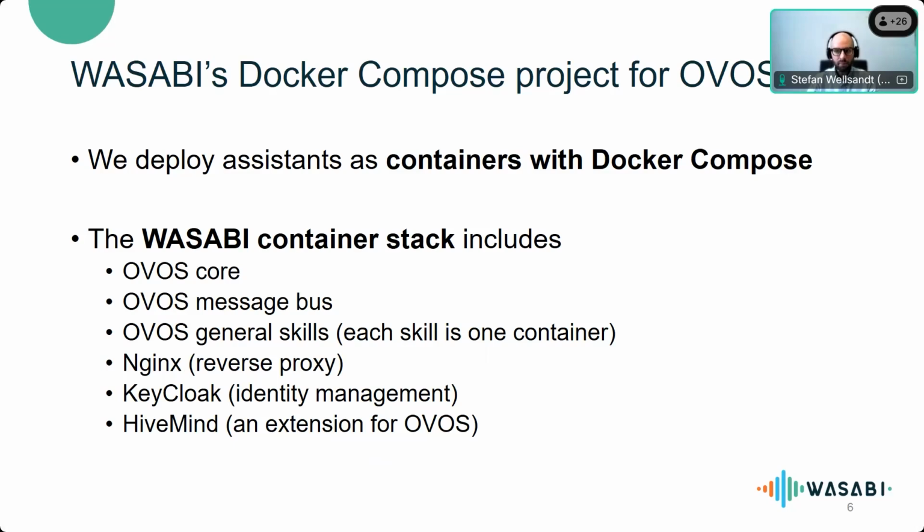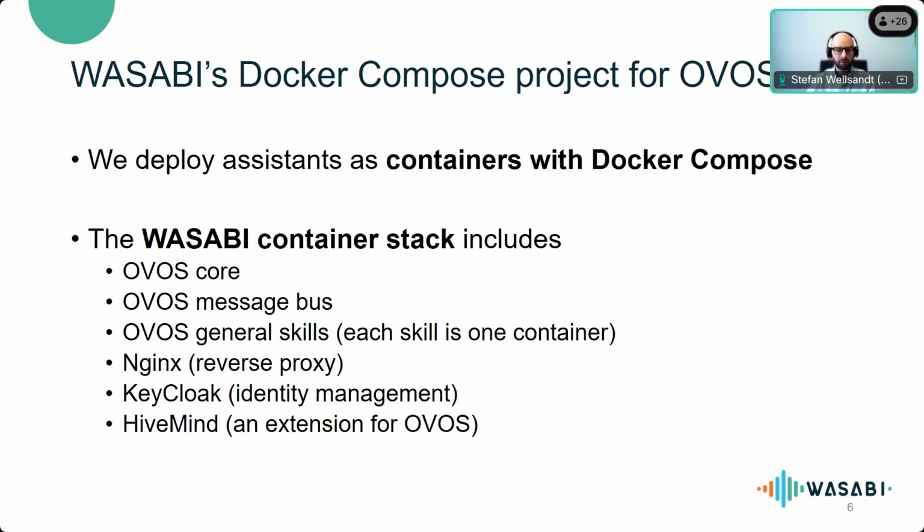Then the OVOS message bus, general skills that we need for very basic interactions with the assistant, a reverse proxy, an identity management solution so that you can have users registered in your setup, and also a HiveMind service, which is a kind of extension for OVOS that gives you, in some areas, much more flexibility than the basic OVOS setup. So this is what we use, what we experiment with, what we improve over time to simplify the setup of an assistant.